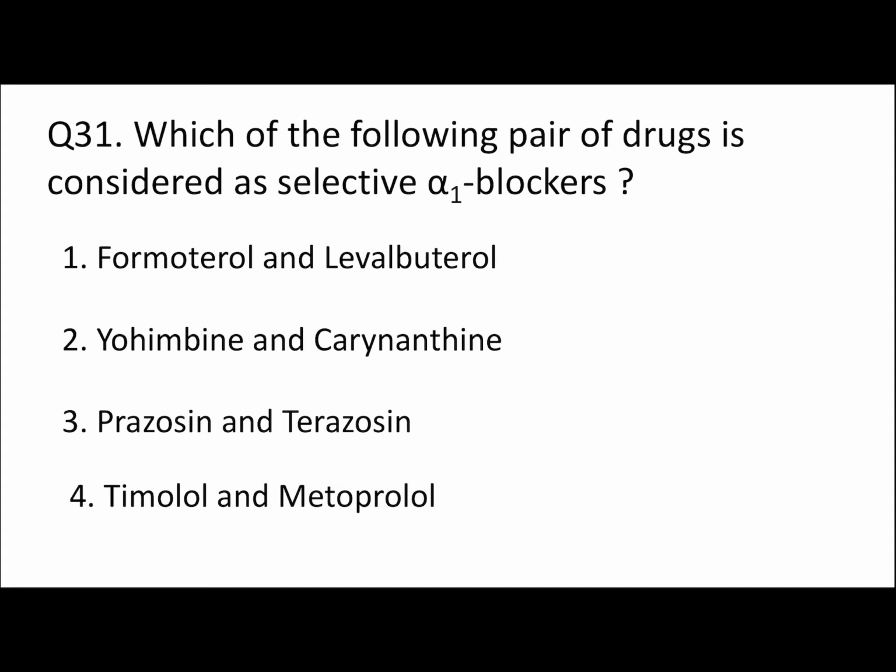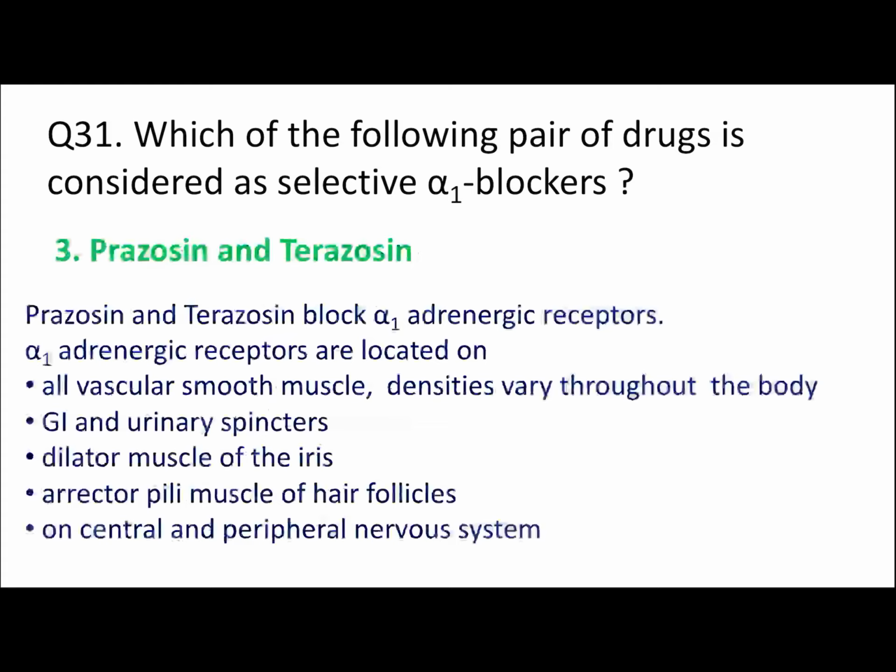These two drugs are prazosin and terazosin, and prazosin and terazosin block the alpha-1 adrenergic receptor, and they can be found at all vascular smooth muscle. They can also be found at GI and urinary sphincters, also in the dilator muscle of the iris, erector pili muscle of hair follicles, and on the central and peripheral nervous system.